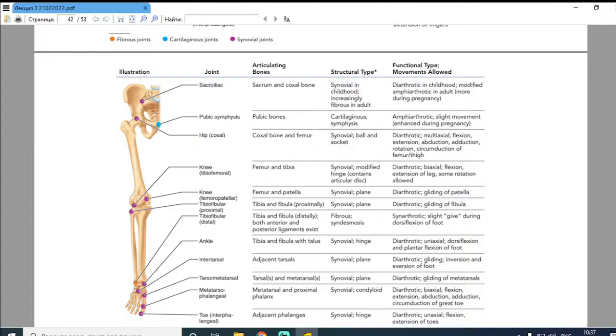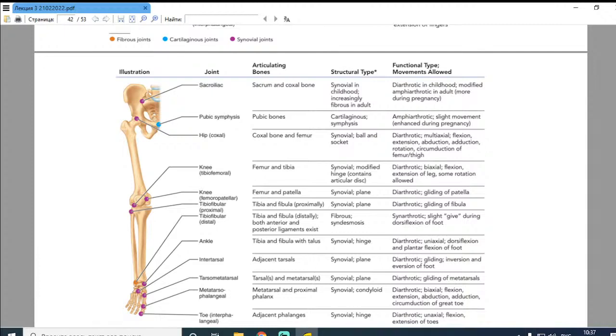Knee, tibiofemoral knee. Here is the tibia. Tibiofemoral joint includes, you see, femur and tibia. Synovial, modified hinge. Contains an articular disc. Diarthrosis, biaxial: flexion and extension of the leg, some rotation allowed.